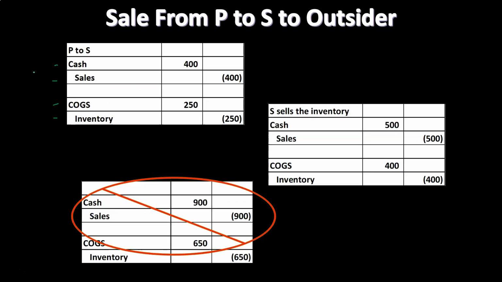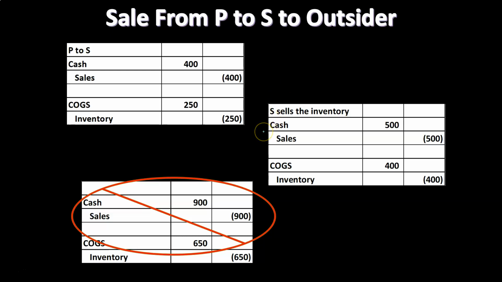Now, if we look at the journal entries, it gets a little more complex. If we say P to S, what's going to happen? You're going to debit cash or accounts receivable and credit sales for 400, and then you have the cost of goods sold and the inventory involved. So notice when we think about the journal entry, we're considering the other components, inventory and cash, in our calculation. Now, when you look at S, they're going to debit inventory for the 400 and credit cash. We'll take a look at that in a second.